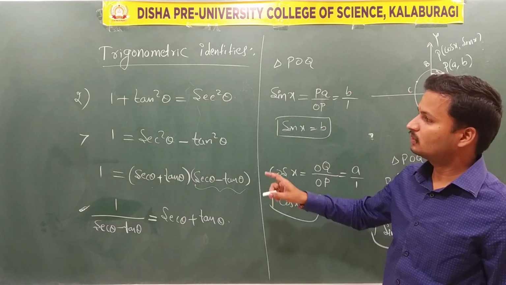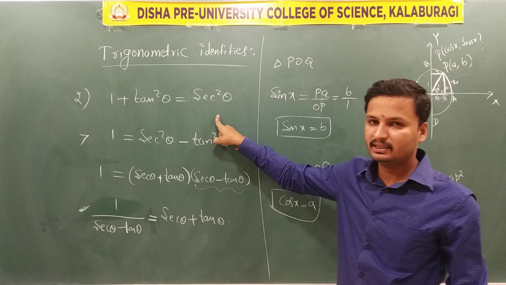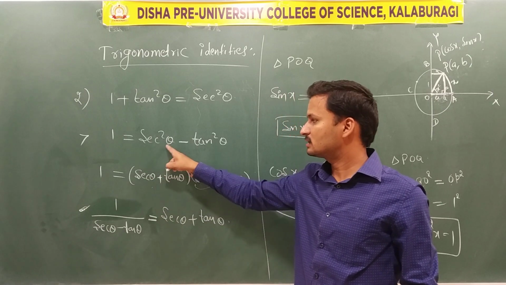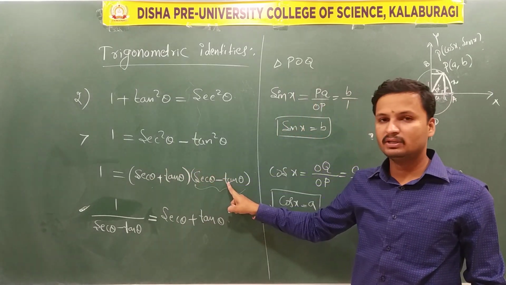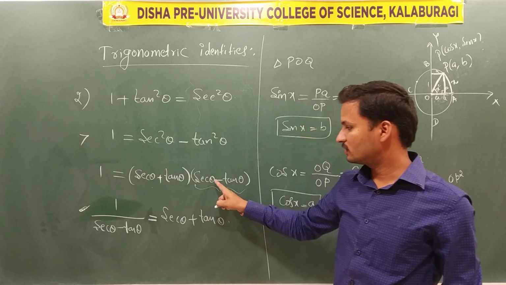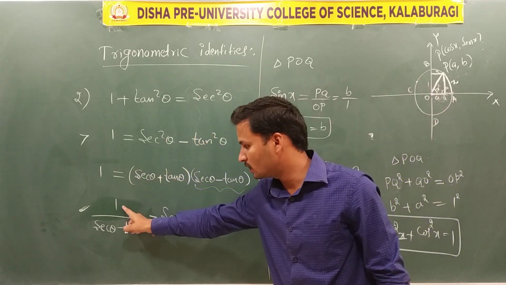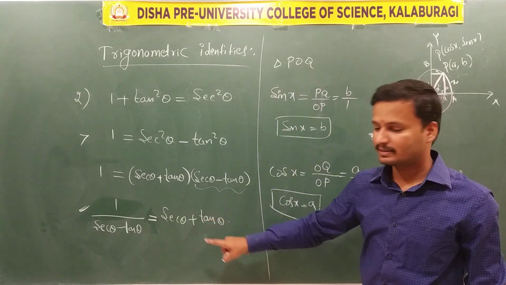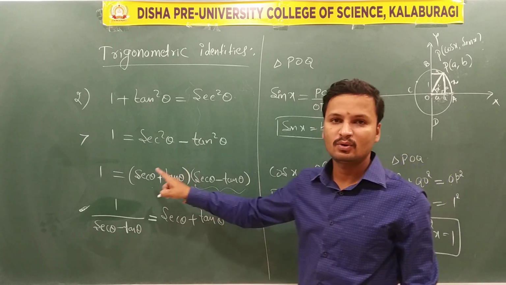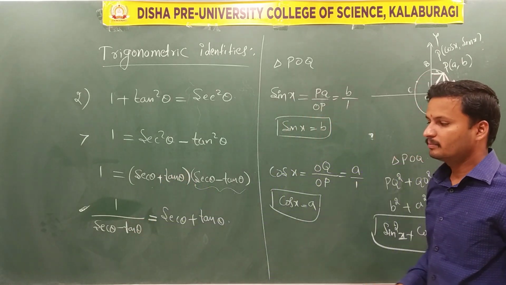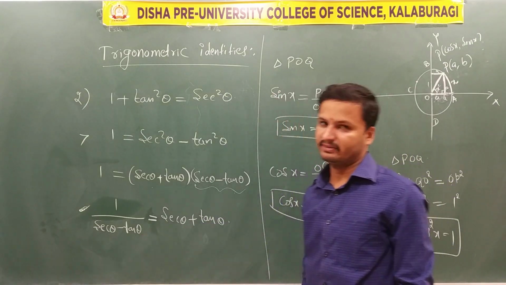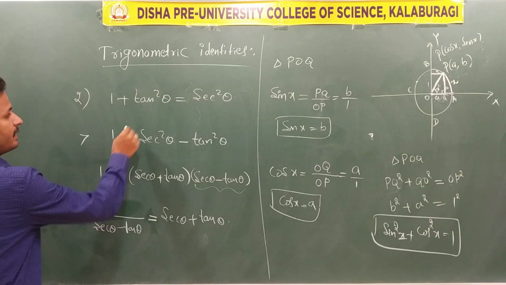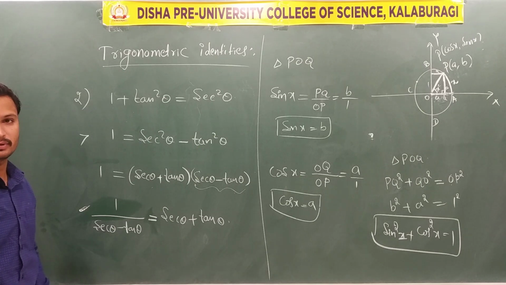So 1 plus tan square theta is equal to secant square theta. Then secant square theta minus tan square theta is equal to 1. So 1 is equal to a square minus b square, so a plus b into a minus b. Then I will take this secant theta minus tan theta to that side. So 1 divided by secant theta minus tan theta is equal to secant theta plus tan theta. Or secant theta minus tan theta is equal to 1 divided by secant theta plus tan theta. So this conversion, writing the identity in different forms, is also very important.